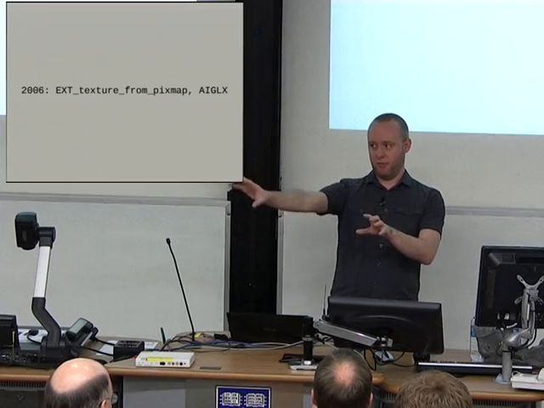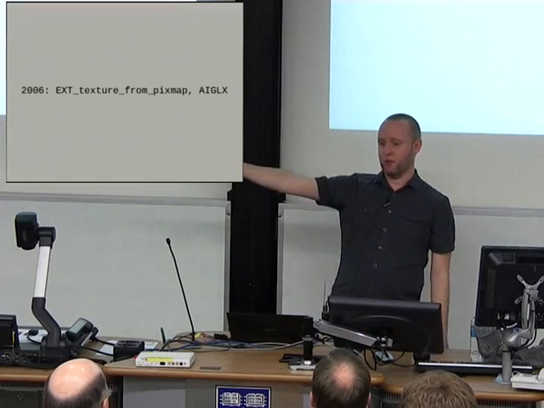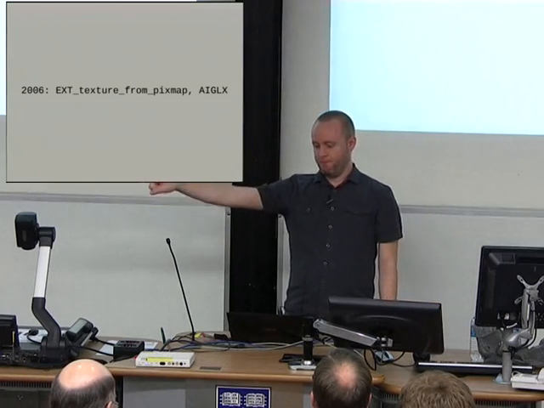So now the texture from pixmap part of this is not copying data from the server out to the client and then back in. It's just a pointer. Oh, it's this part of video memory. There's my pixmap. Go texture out of it.